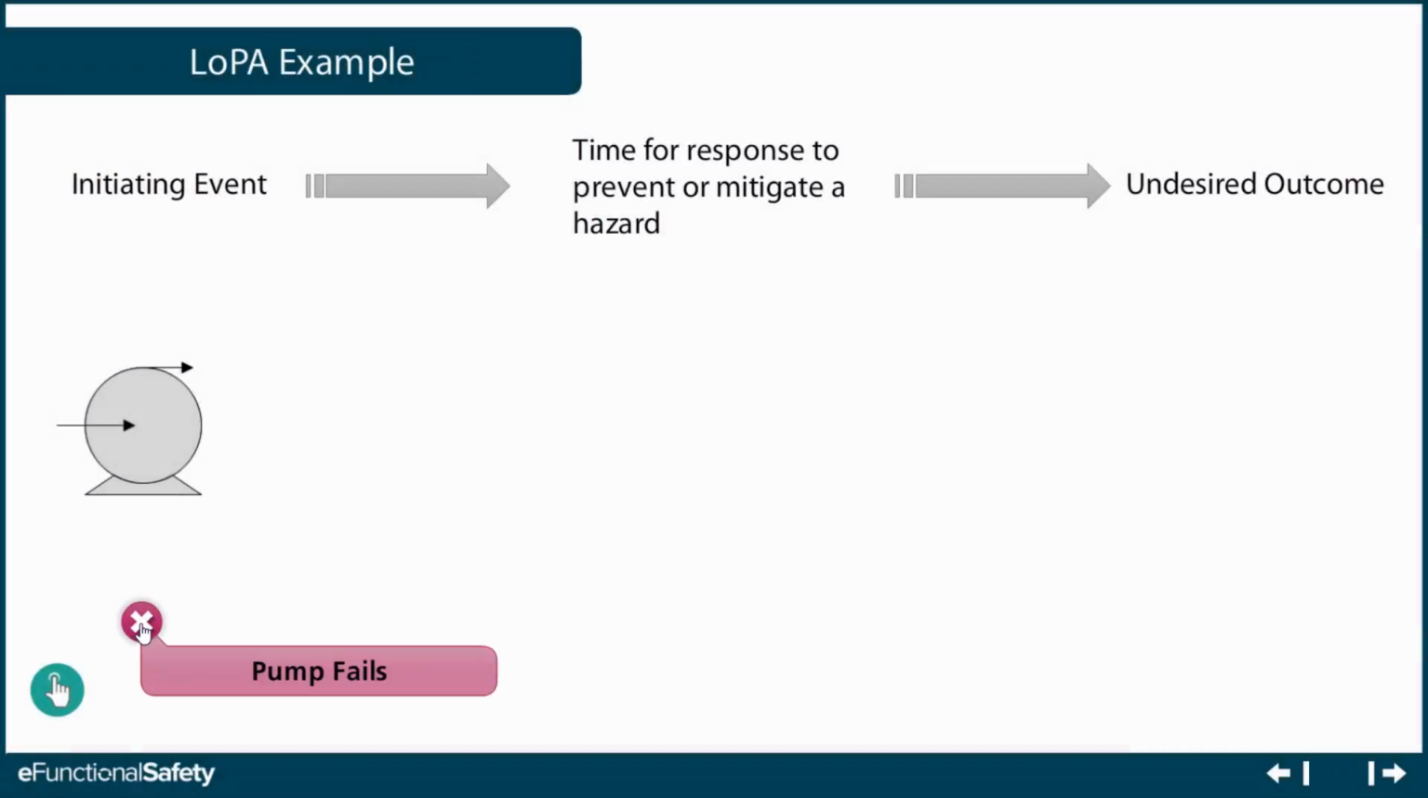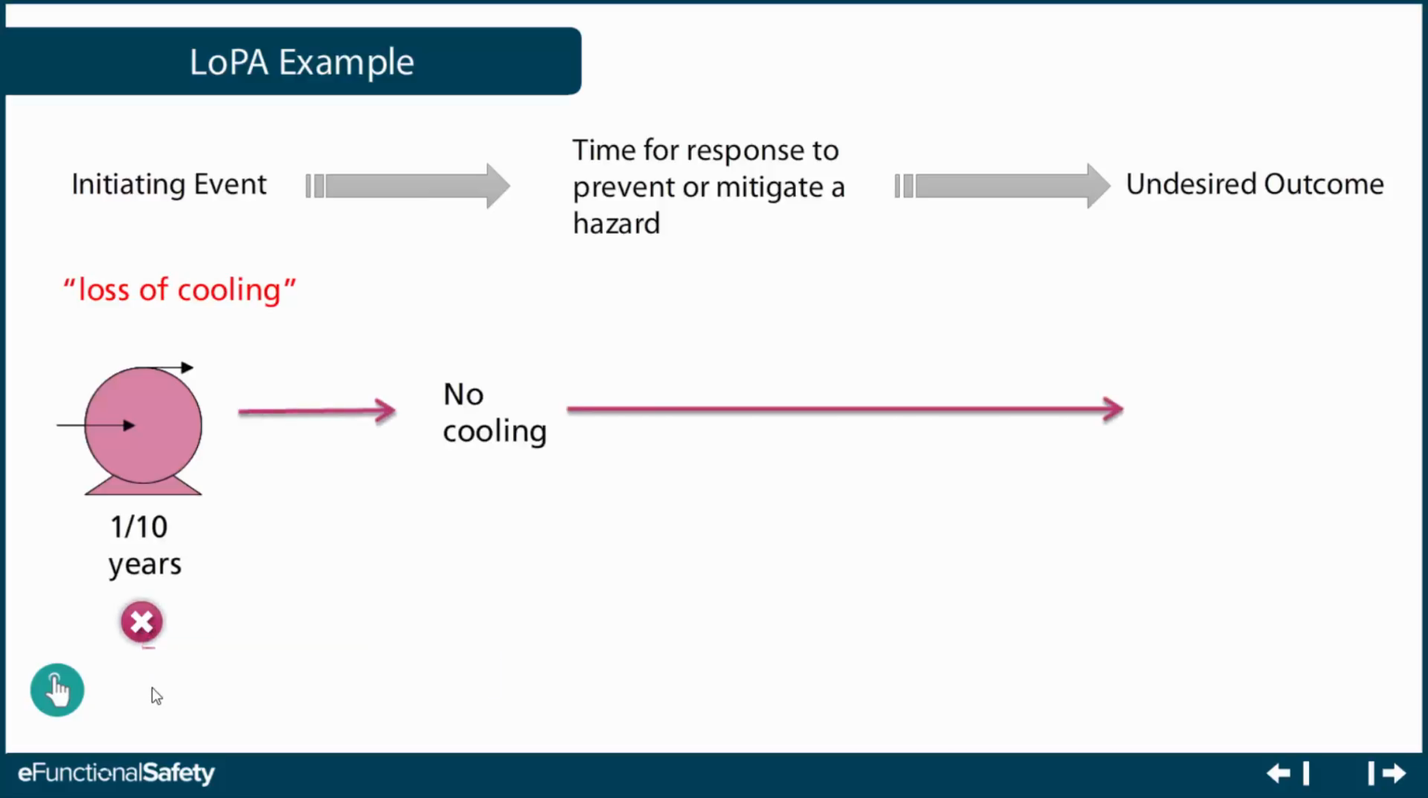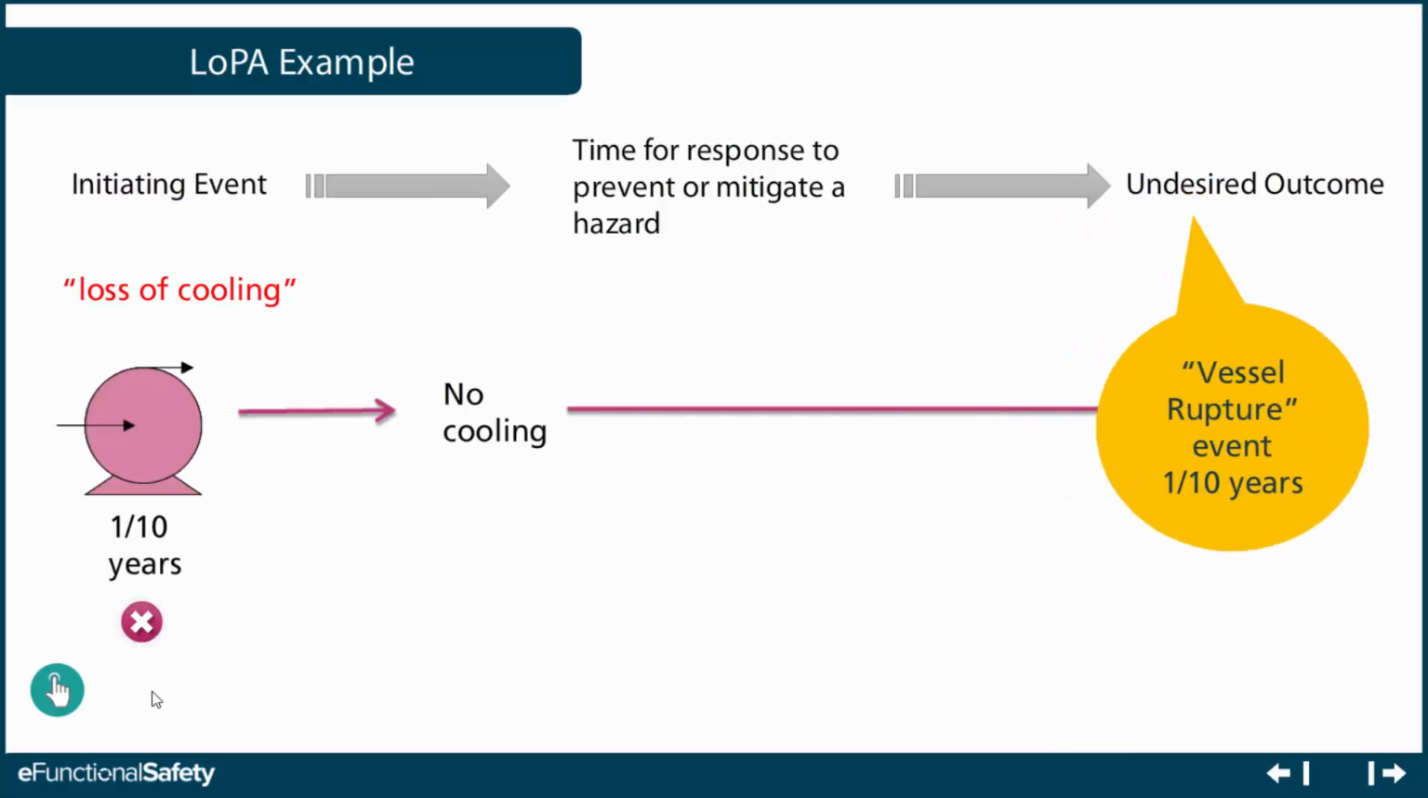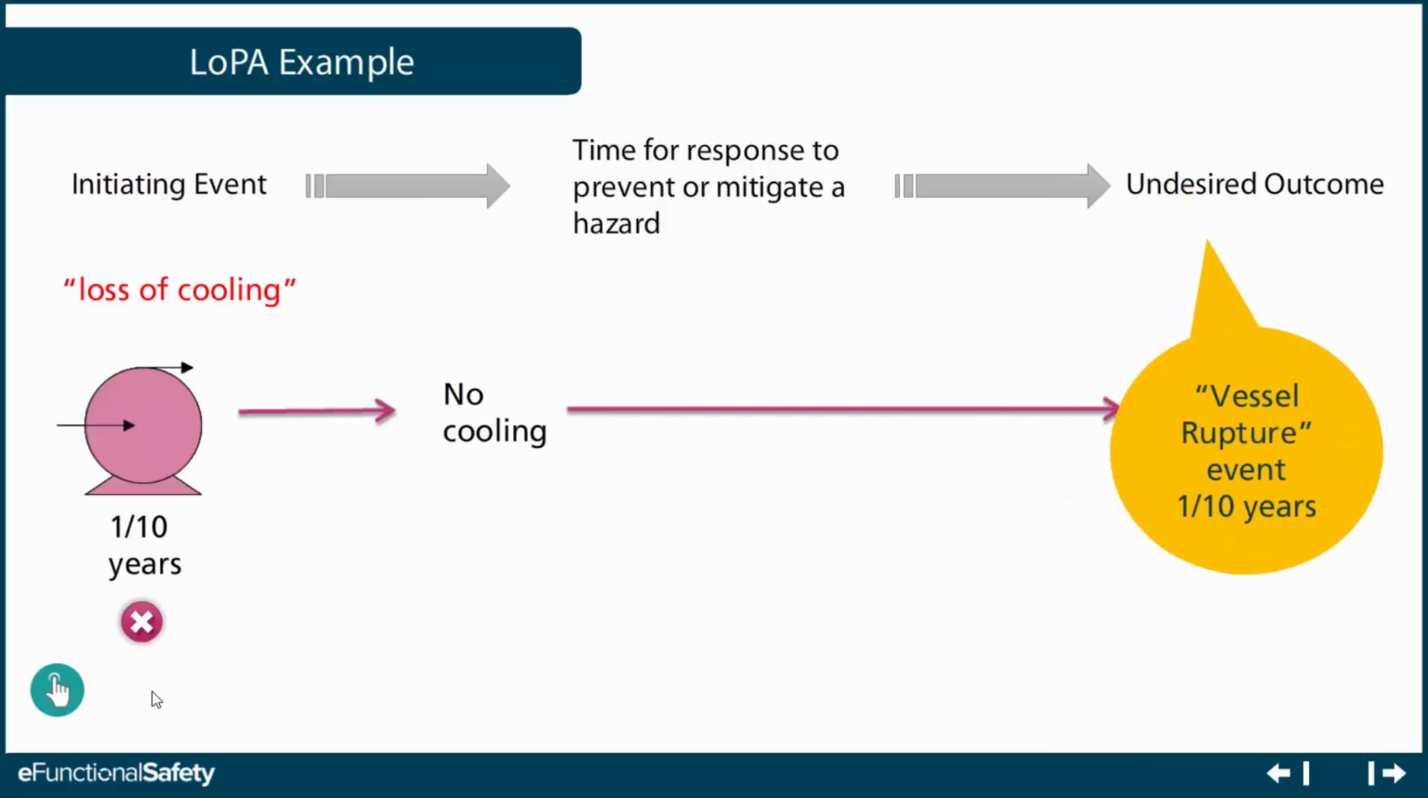Here we can consider a simple LoPA example to see how the principle works. The scenario begins with an initiating event, in this case a pump failure. There's often some time for response before an undesired outcome occurs. Assuming the pump failure leads to an event which is loss of cooling, resulting in a vessel rupture, if there are no protection layers, that event will happen at the same frequency of the pump failure.